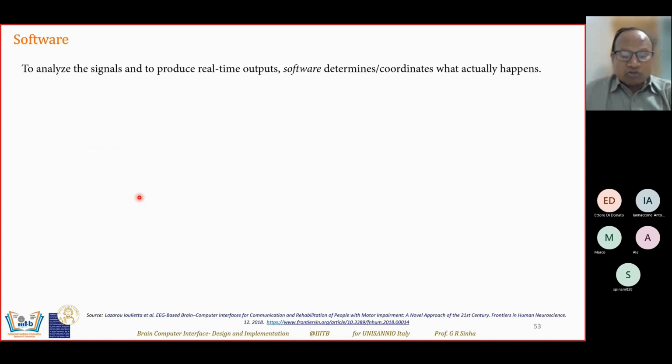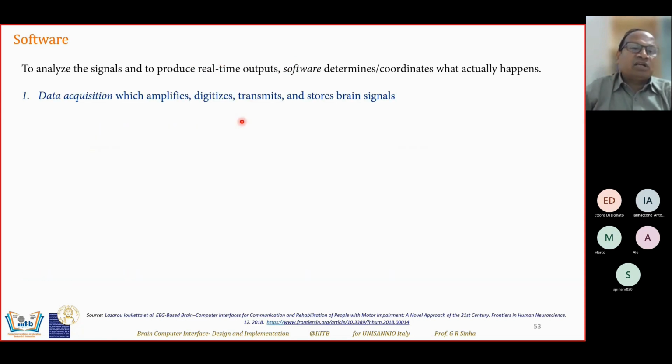Then we need to use software, and software is nothing but the mathematical model or the programming or the mathematics that will be used to analyze the signal, and after analysis of the signal, we'll produce the real-time output. Why do we want real-time output? That actually controls the operation or the intended application that the user wants with the help of BCI.